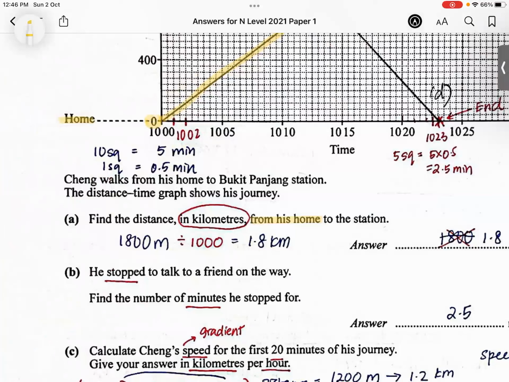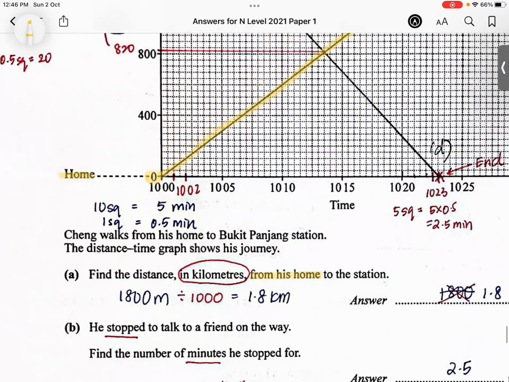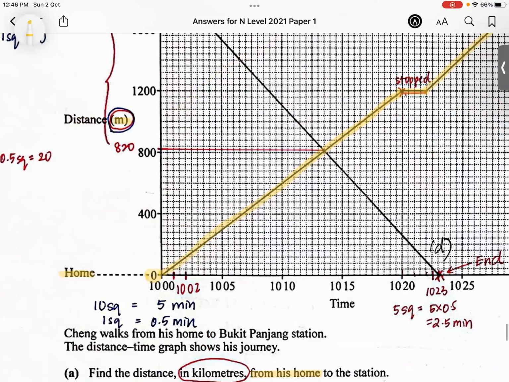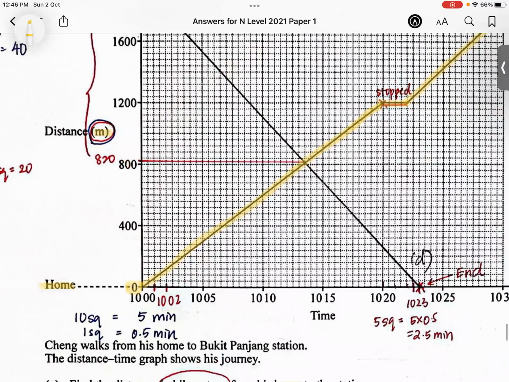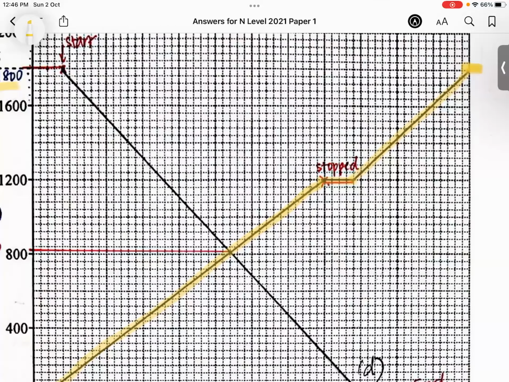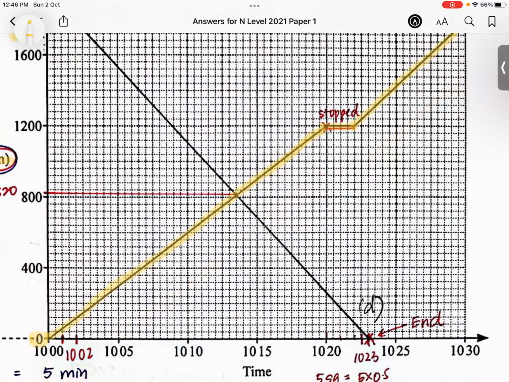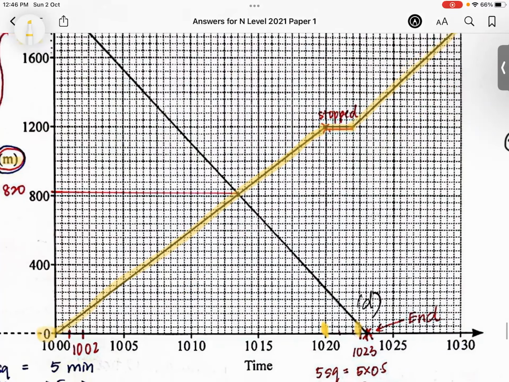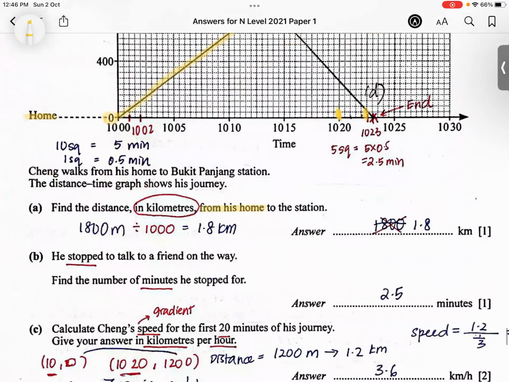Trick question. Notice usually the last few questions are practical application questions. You'll need to have a lot of tricks in between, so please open your eyes big and look very carefully at the details. He stopped to talk to a friend. So this is when he stopped, right? The distance stays the same. There's no movement, so obviously this is the portion where he stopped. Then you read the two timings and find how long he has stopped. For this one, read the scale.